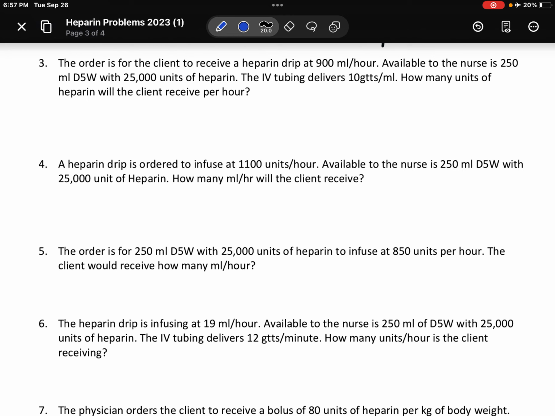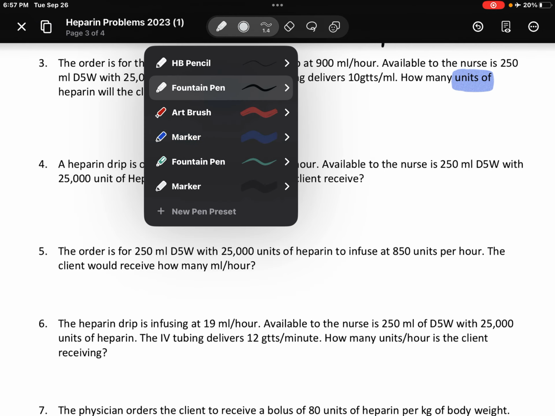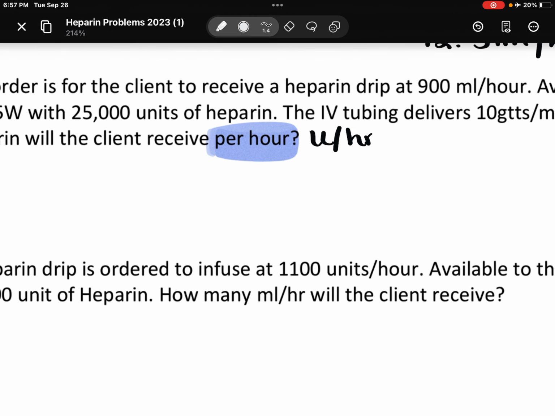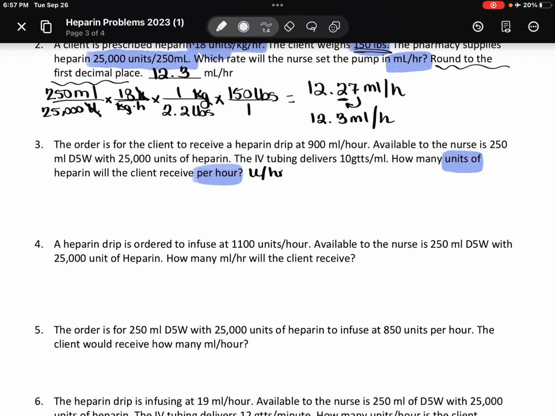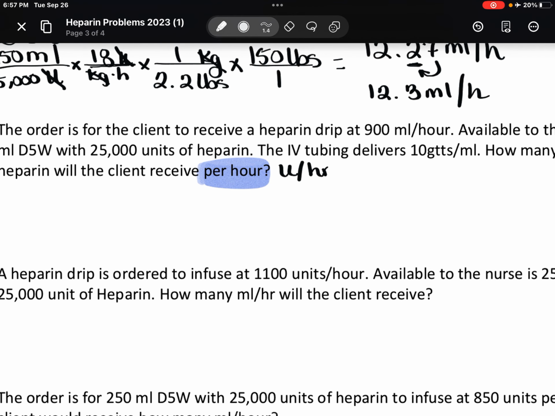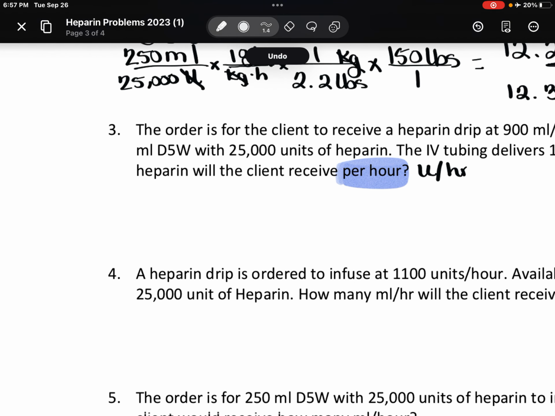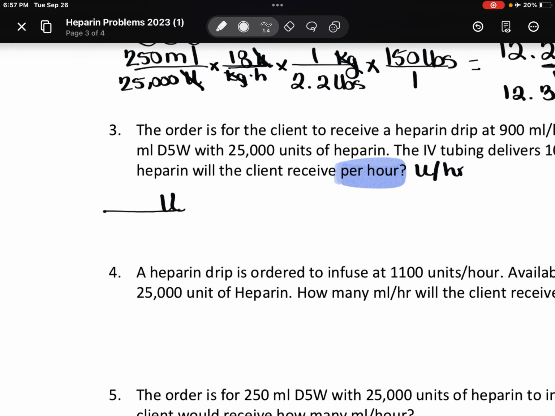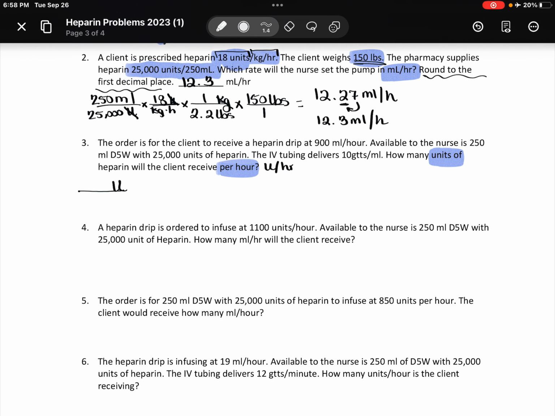So what is it asking me for? What do I need to look for? Units per hour. So I'm going to write that down. I'm looking for units per hour. What am I going to start with? Units. So on my dimensional analysis, I'm going to put my U up here, because that is what I'm starting with in my problem. So where in the problem does it say anything about units?